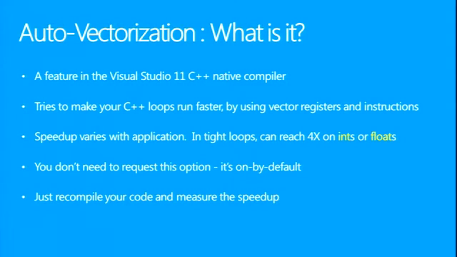Another point to make here is that you don't need to request this option with Visual Studio 11. It's on by default. So all you need to do is pick up a version of the Visual Studio compiler. That could be the beta from back in February or subsequent drops that are on their way. Take any C++ code you already have, recompile it, and measure the speed up.